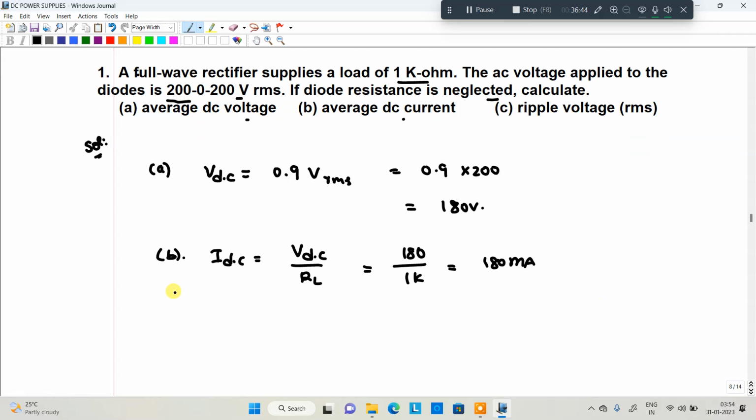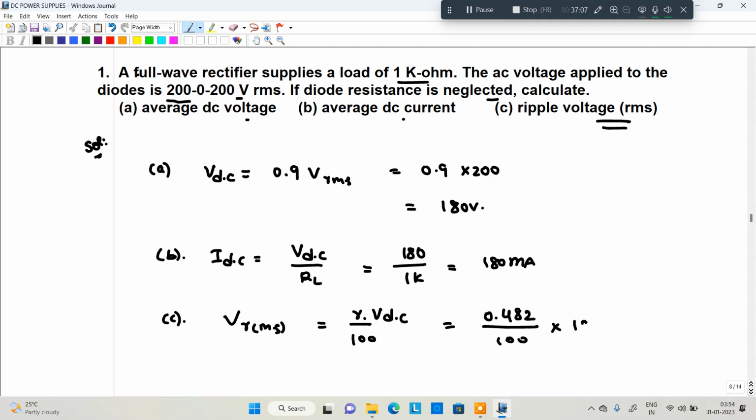Third one, C. VRMS of ripple voltage. That will be ripple factor into VDC, by ripple factor divided by 100. So what is the ripple factor? 0.482 divided by 100 into VDC, which is 180. You will get 0.868 volt. So this is about the full wave rectifier case.